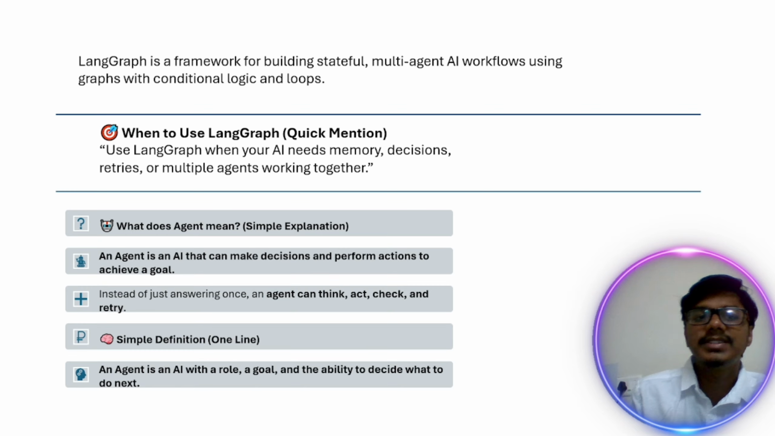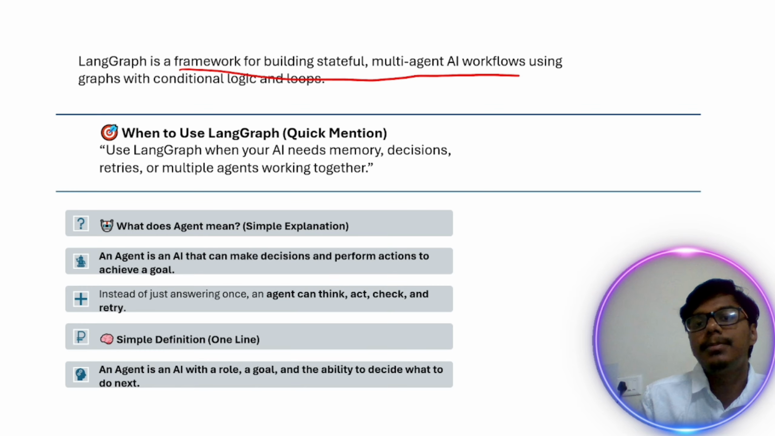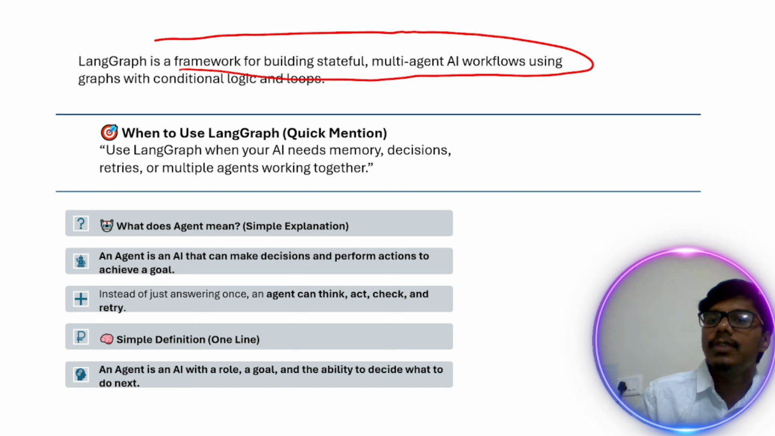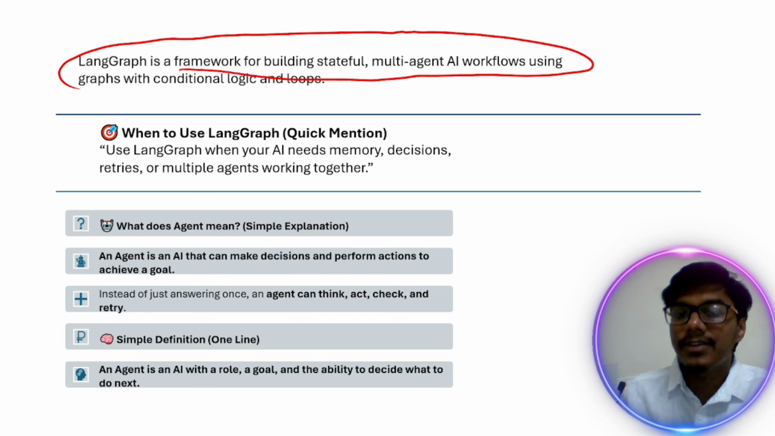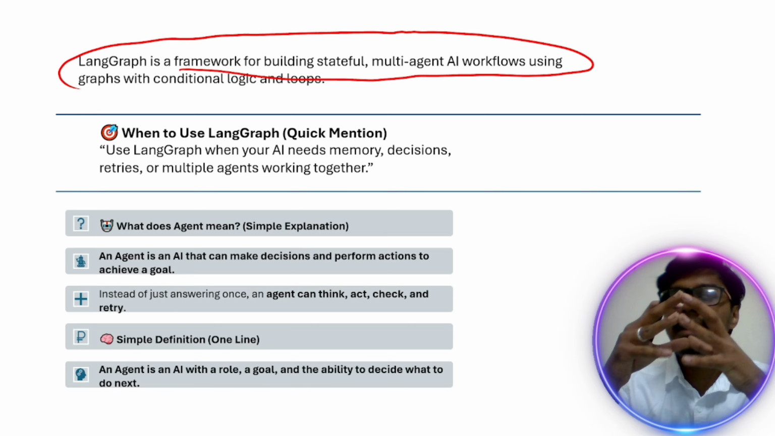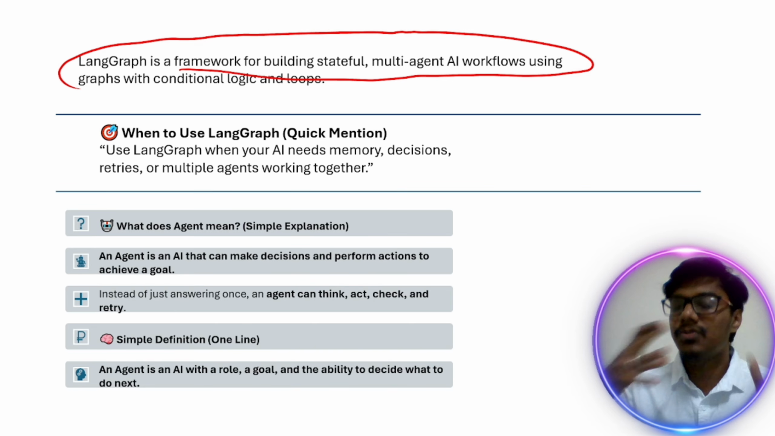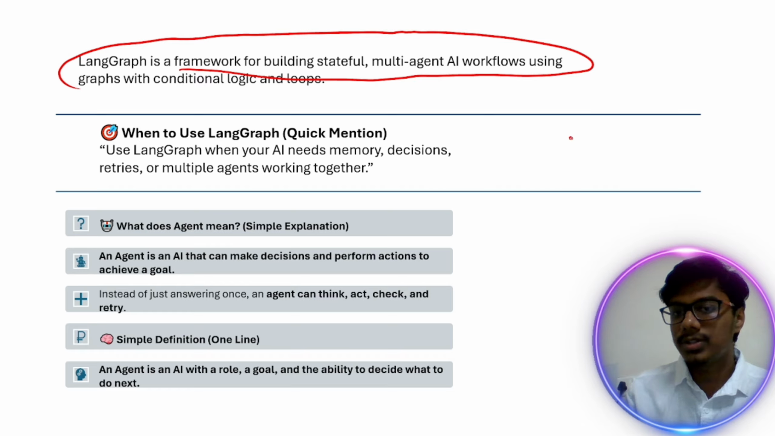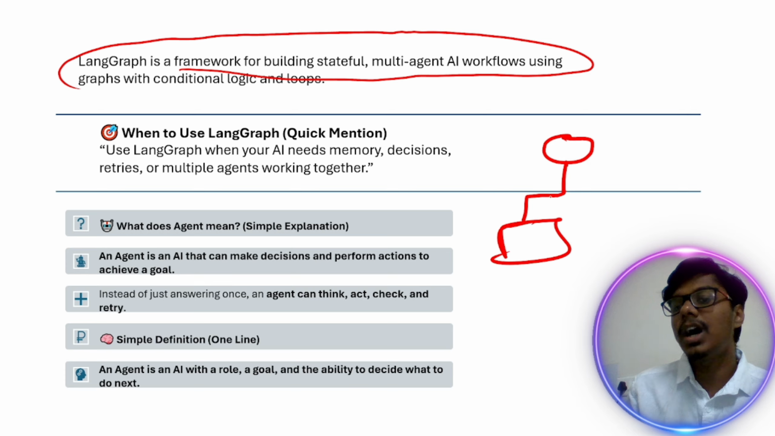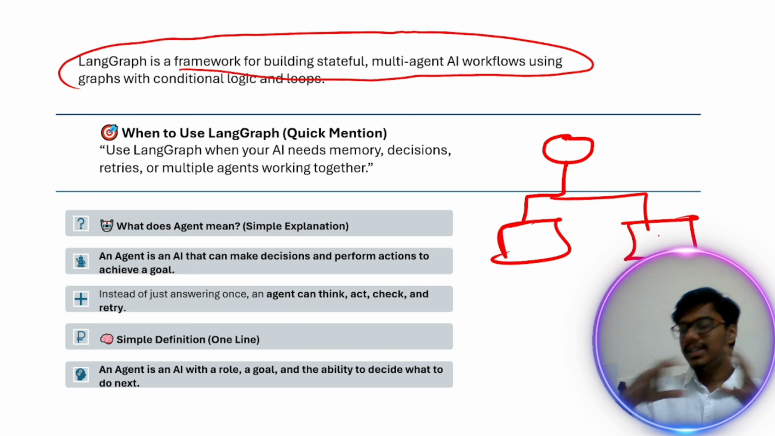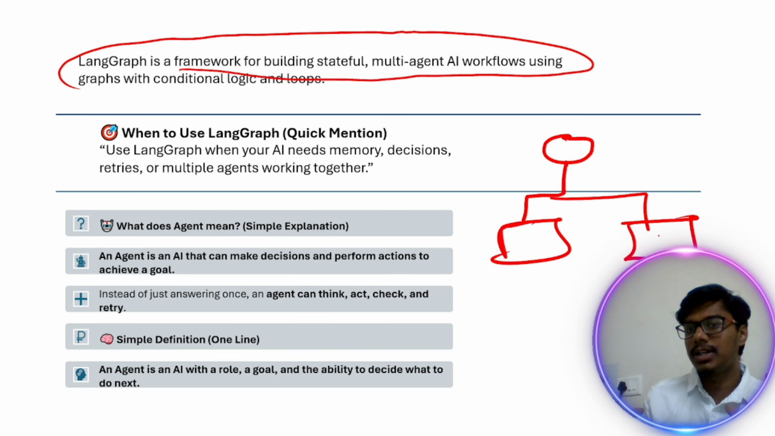LangGraph is a framework for building stateful, multi-agent AI workflows using a graph. In LangGraph, everything is all about the flowchart. In our Python tutorial we also discussed the flowchart. The first node is the start, and then we go to a condition: either we go to the research agent or we go to the writer agent. Likewise, it all consists of a flowchart. Our entire LangGraph is all about the flowchart, and these are considered the nodes.